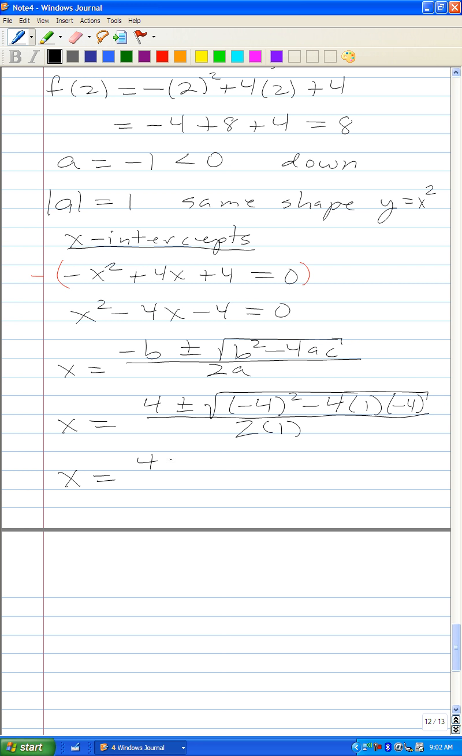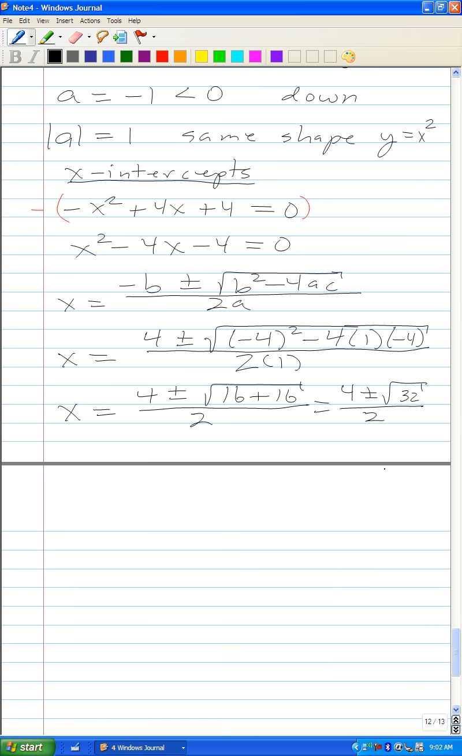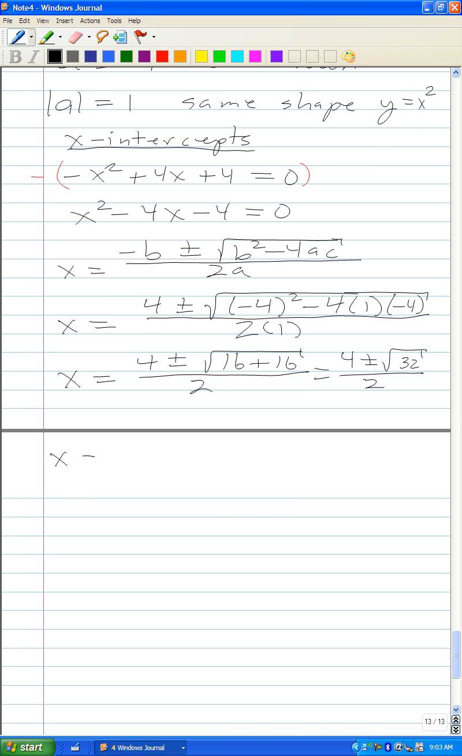And so 4 plus or minus the square root of negative 4 squared, which is 16, minus 4 times 1 times negative 4, which is plus 16, over 2. 16 plus 16 is 32. I can write 32 as 16 times 2. The square root of 16 is 4.